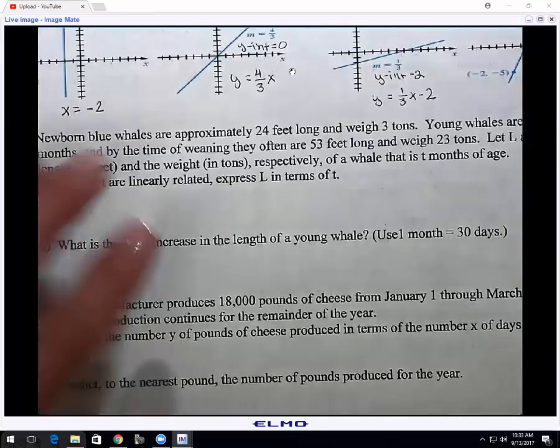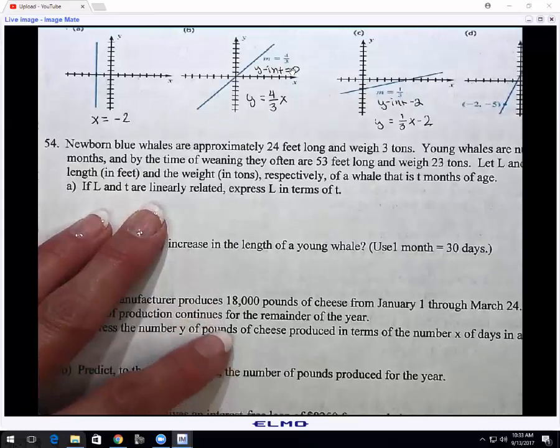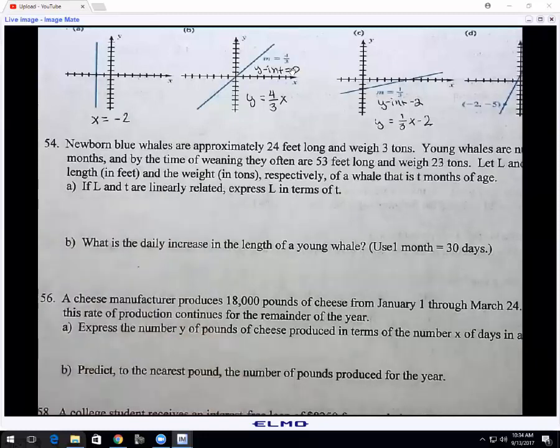So number 54 says, newborn baby whales are approximately 24 feet long and weigh 3 tons. Young whales are nursed for 7 months, and by the time of weaning, they are often 53 feet long and weigh 23 tons. Let L and W denote the length in feet and the weight in tons, respectively, of a whale that's T months of age. The part says if L and T are linearly related, express L in terms of T.